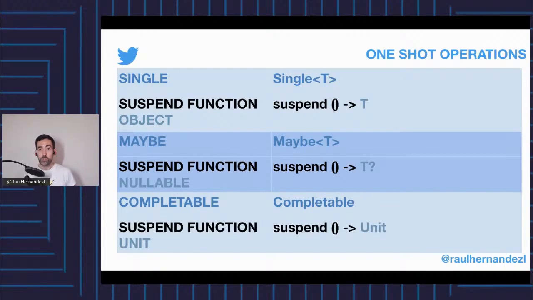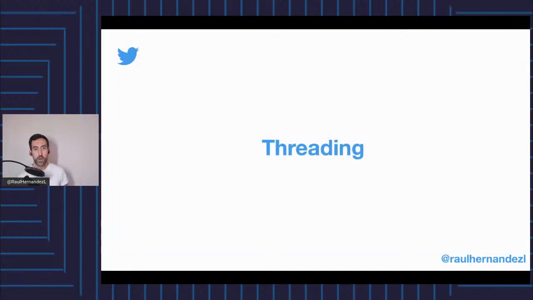Then finally, for single operations, we have completable, which is the fact that we don't return any value, but we have a completable action in RxJava or a suspend function with a unit because we don't have any returning type. As simple as that.